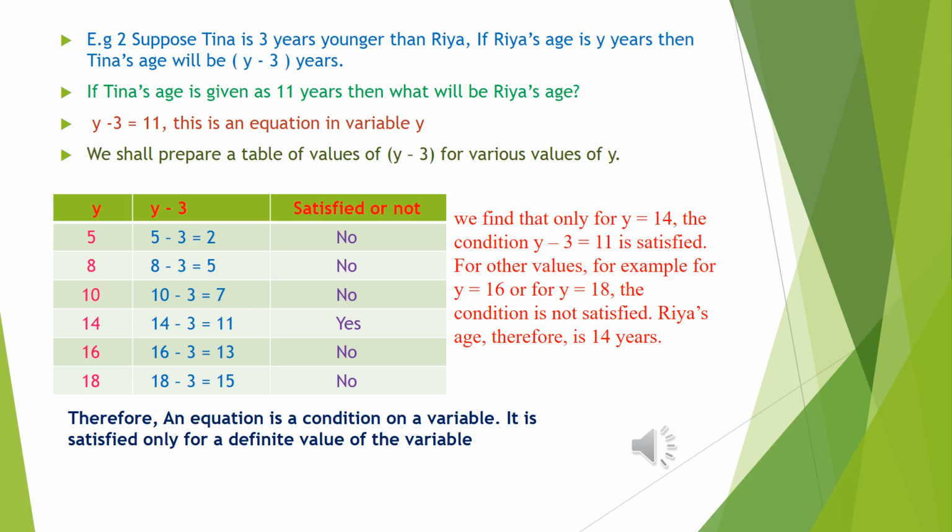Then I am taking the value as 8. Then 8 minus 3 equals 5. Therefore, here also the condition is not satisfied. Then I am taking y as 10. Then 10 minus 3 equals 7. The condition is not satisfied.